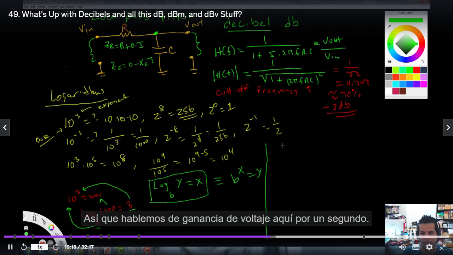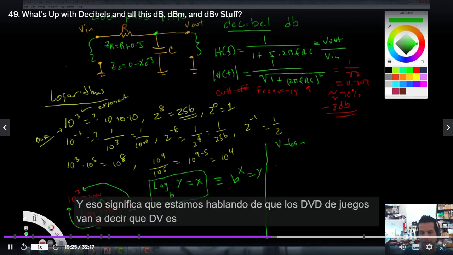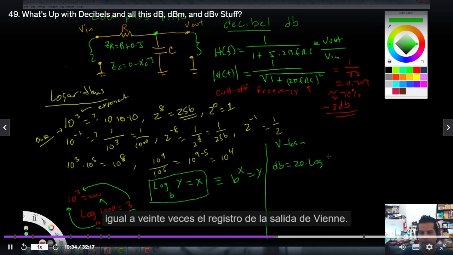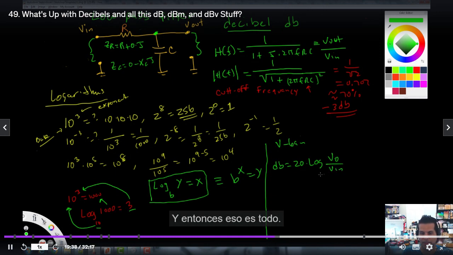So let's talk about voltage gain for a second. We're talking about gain in dB, so we're going to say gain in dB equals 20 times the log of V out over V in. And that's it.